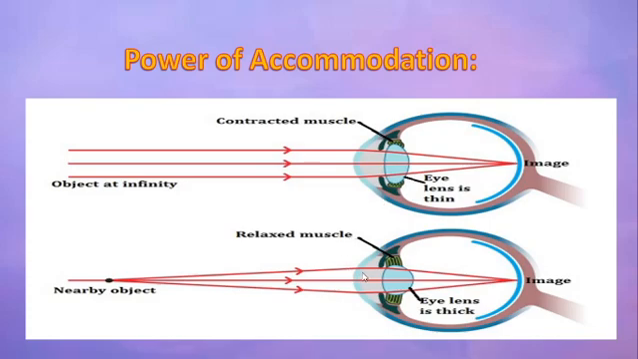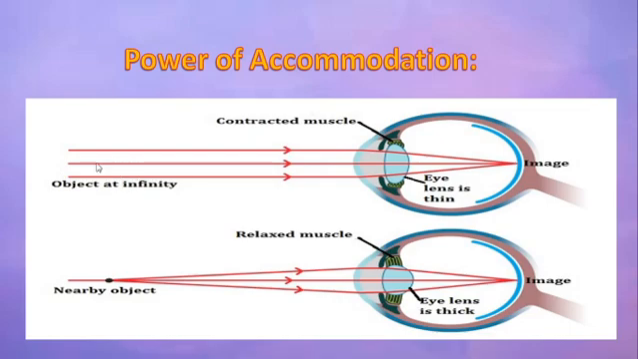Eye lens is made of a flexible material, it's like a jelly. By relaxing and contracting the ciliary muscles, the curvature and hence the focal length of the eye lens can be altered. So the eye lens can change the focal length. When we see distant objects, you see the diagram, here we take the objects at infinity, for example the sun. So it is the infinity objects.